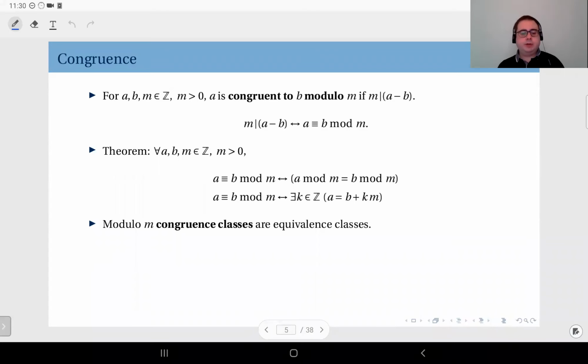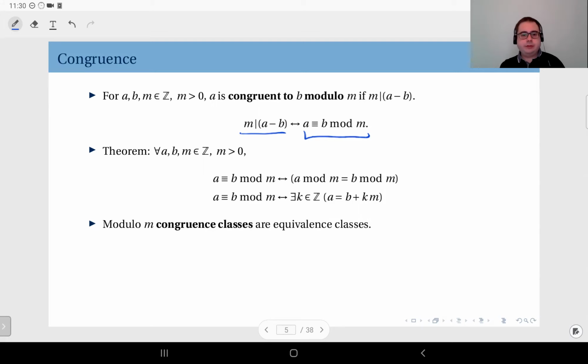Another concept we have come across before in this course was congruence. For integers a, b, and m, where m is positive, we say that a is congruent to b modulo m if m divides the difference between a and b. Now it's stated as a minus b here, but we could also have written this as b minus a. Simply, when m divides the difference between a and b, we say that a and b are congruent modulo m, and this is the notation we use.